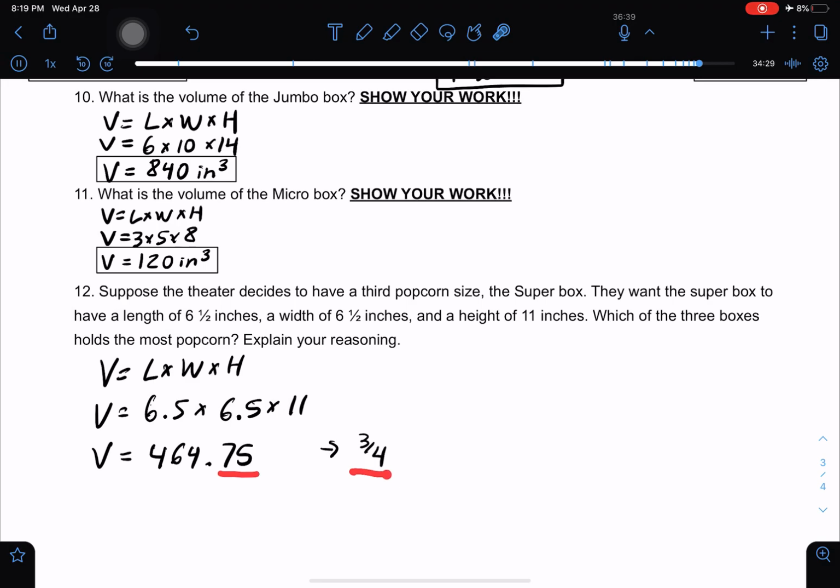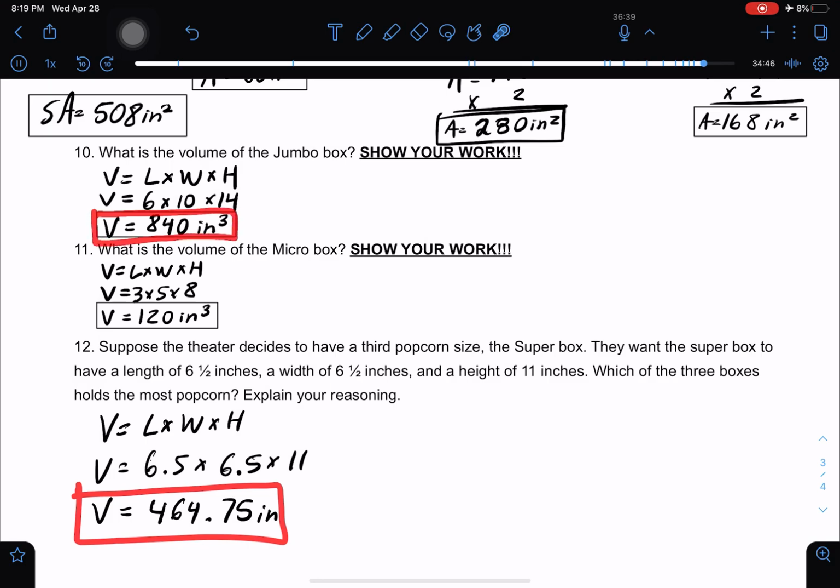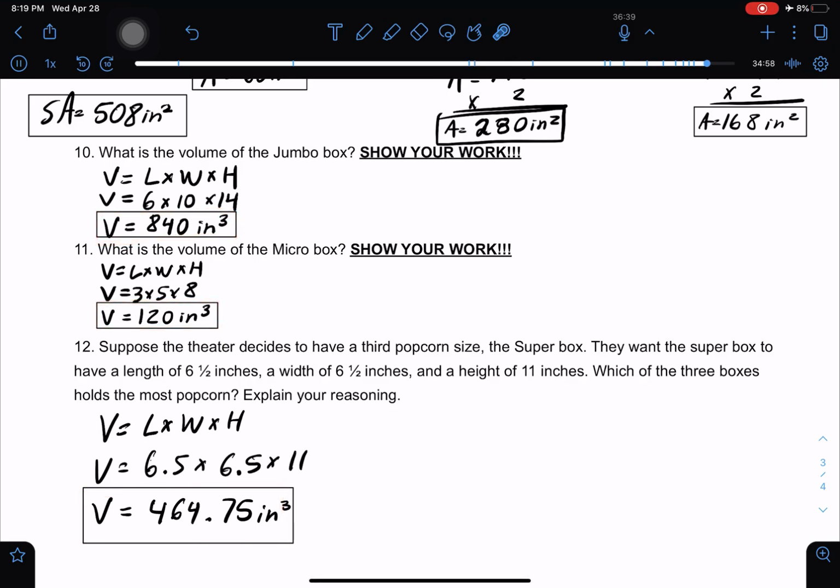So the question is, is this larger than the jumbo box? And the obvious answer is no, it is not. Because we know that the jumbo box gave us a total volume of 840, and 464 is significantly smaller than 840. So to answer this question, it says, which of these 3 boxes holds the most popcorn?